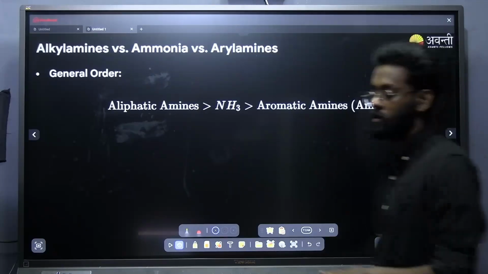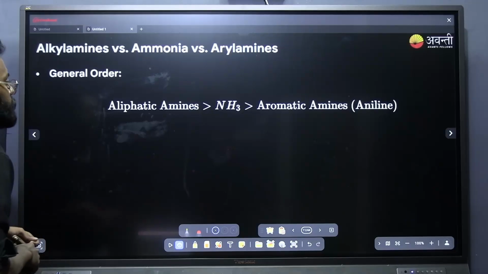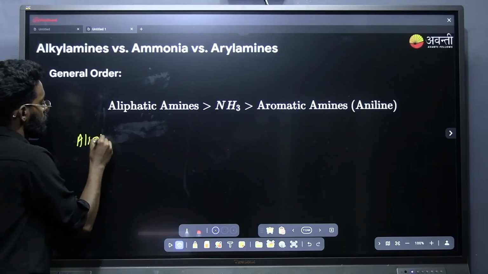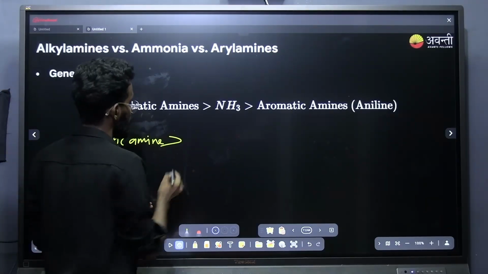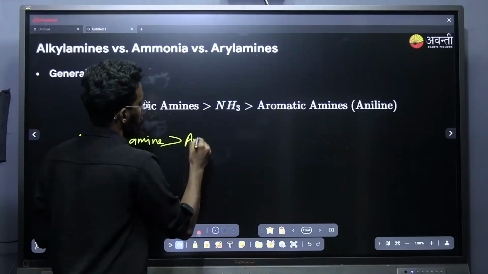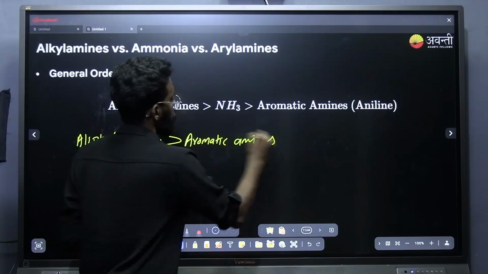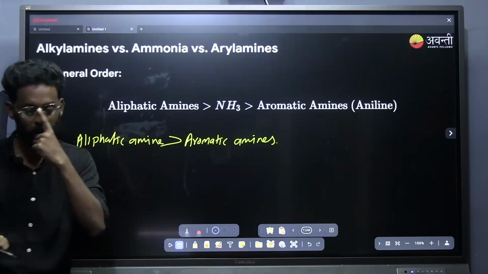Yes, next one is basicity comparison of aliphatic amine, aromatic amine, and ammonia. Among the order, the basicity of aliphatic amine is always greater than aromatic amines. Aliphatic amine is always greater than aromatic amine.